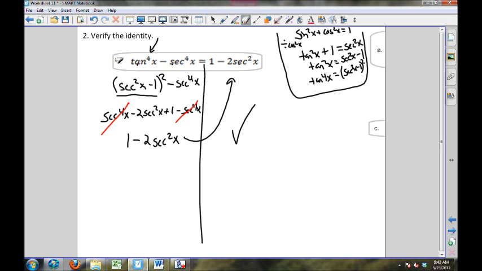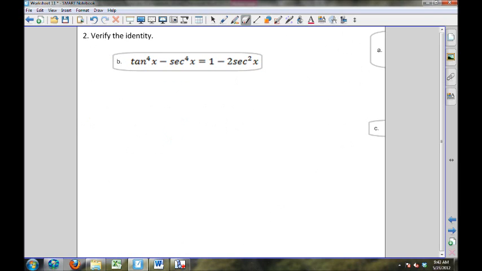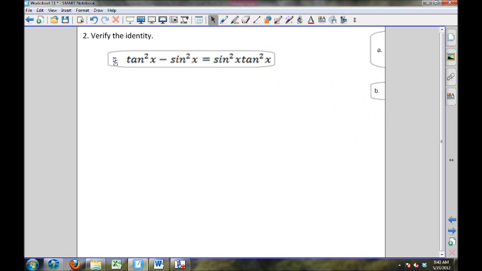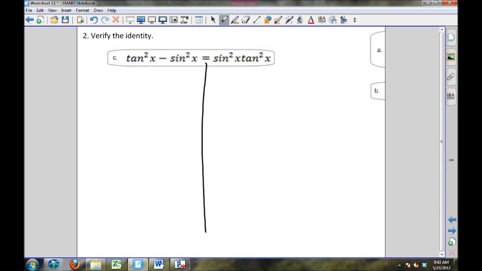Okay, let's look at number 3. Again, let's see, I'm going to start with my barrier. And I'm going to inspect this to see what the best course of action is going to be. On my left-hand side, I have both tangents and sines. On my right-hand side, I both have tangents and sines. So maybe that's not going to be the best option. Here I have a subtraction, and here a multiplication.